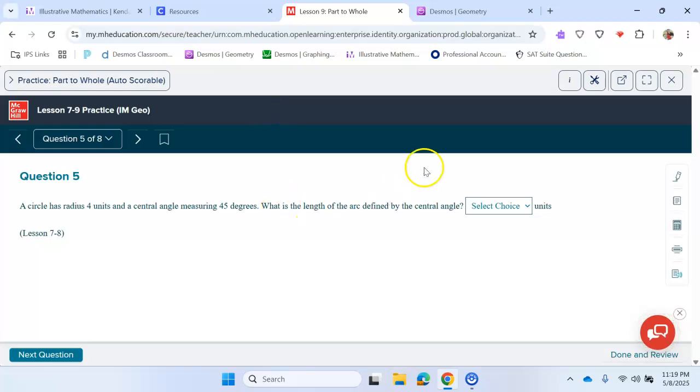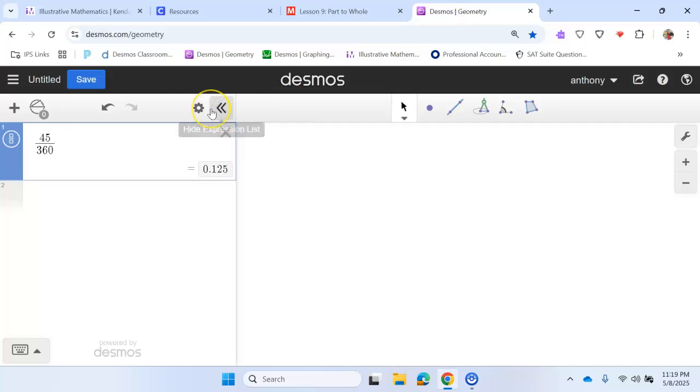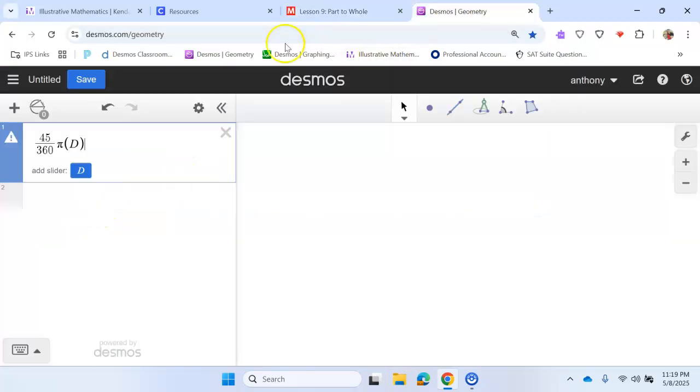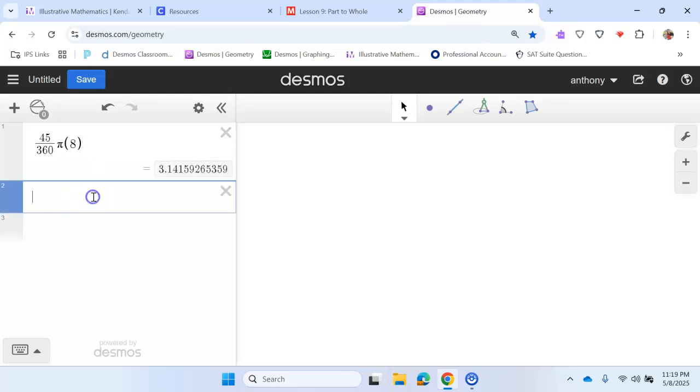No, what is the length of the arc? That is 45 over 360 times the circumference, pi times diameter. And the diameter is double the radius, which the radius is 4, so the diameter is 8. You can see that this answer is pi.